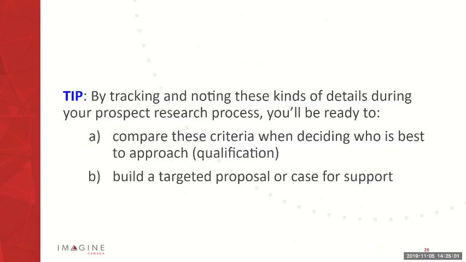And then one tip that I can give you is around tracking. You're going to want to track and note these kinds of details during your prospect research phase, because it'll help you be ready to not only compare these criteria when deciding who is best to approach, which is essentially the qualification process that we'll get to in just a second, but it's also going to really help you build a targeted proposal or case for support, because what you're doing through that process is mapping your needs and comparing those to the preferences of the funder, which helps create that framework for building your proposal or case for support. And so this slide leads us really nicely into an overview of that qualification process. So let's take a look at that now.